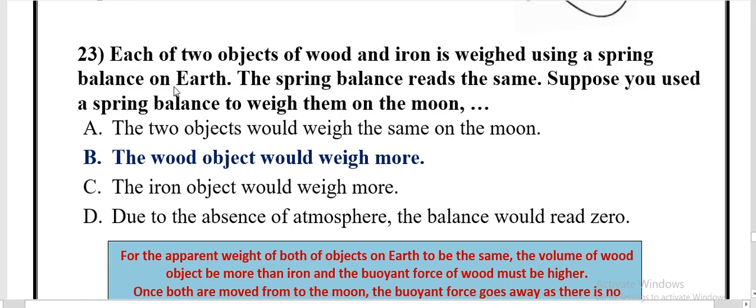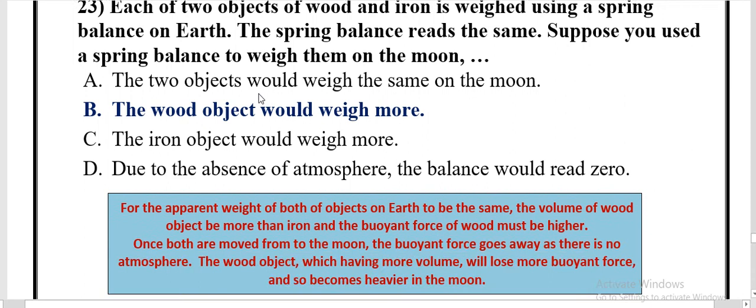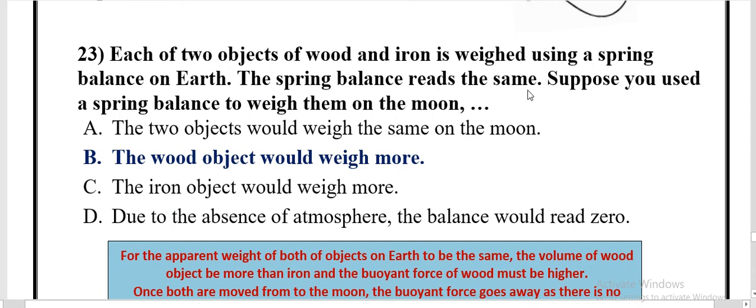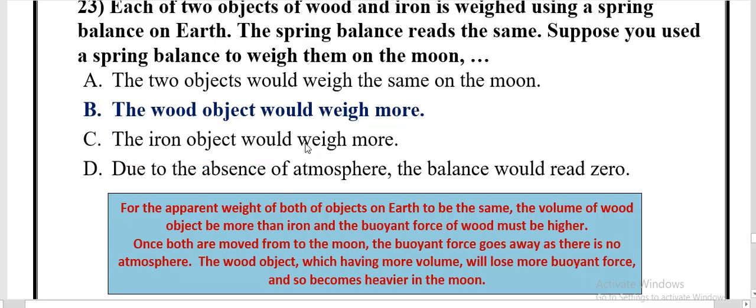Question number 23. Each of two objects, wood and iron, is weighed using a spring balance on Earth. The spring balance reads the same. Suppose you use the spring balance to weigh them on the moon. In this case, what would happen to the weights?